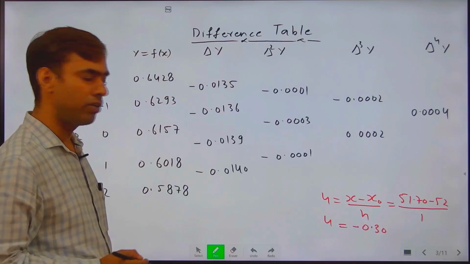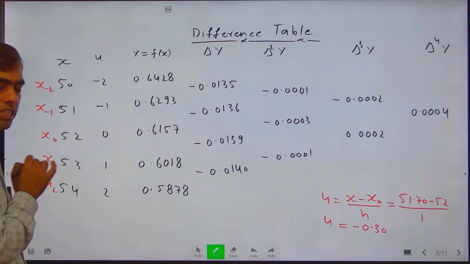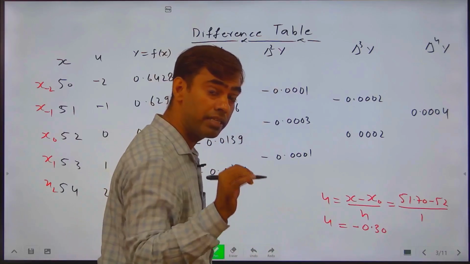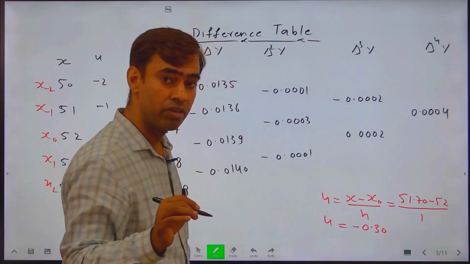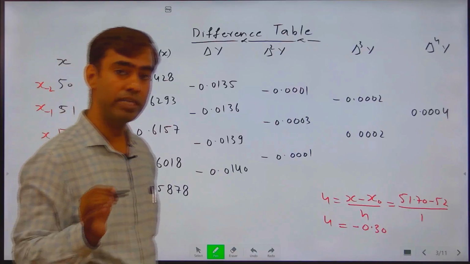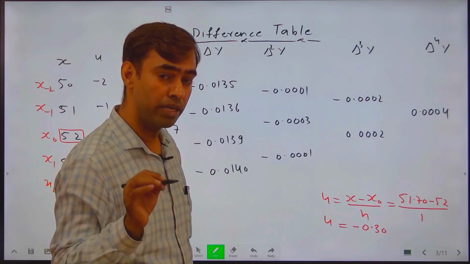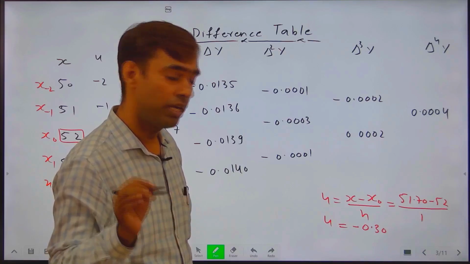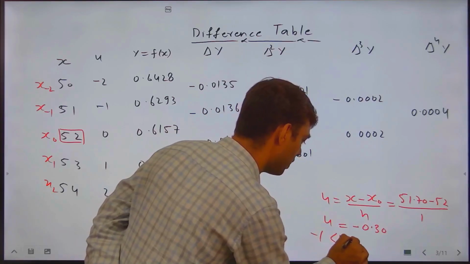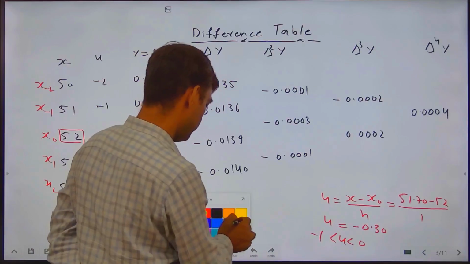Once we calculate the value of u, we intentionally choose x0 as 52, because we are going to apply the Gauss backward central interpolation formula, and the Gauss backward central interpolation formula gives the most accurate values if u lies between −1 and 0. And here, what is the value of u?